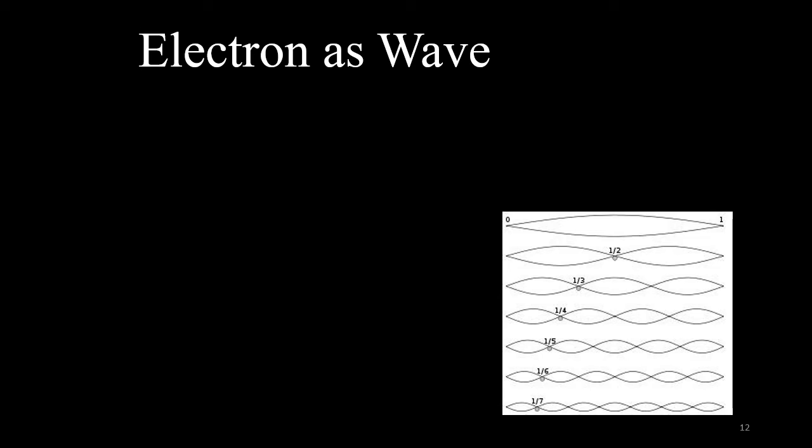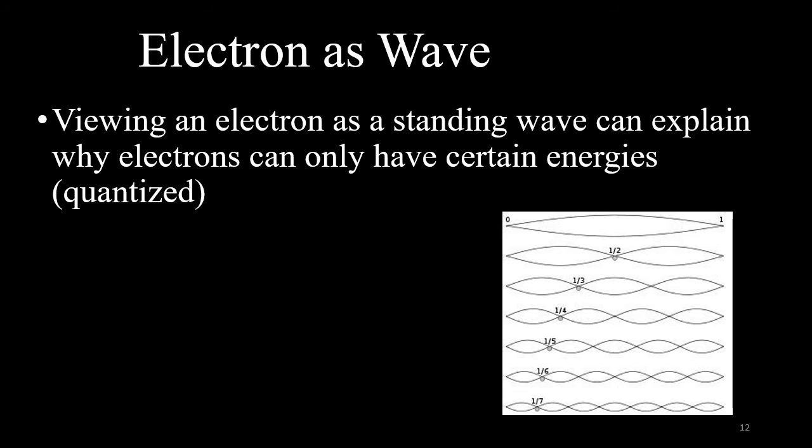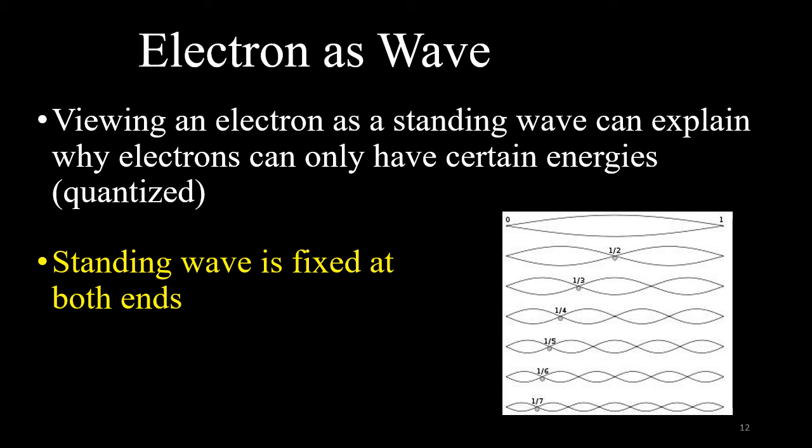So, trying to understand an electron as a wave, I've got a couple of ways of modeling that for you. We can view an electron as a standing wave. By doing this, we can help explain why electrons can only have certain amounts of energy, why electrons are quantized in the atom. A standing wave is one that's fixed at both ends. If you look at the picture at the top, that first wave is fixed at both ends, the left and the right. So pretend that's a rubber band or a guitar string, fixed on either end.